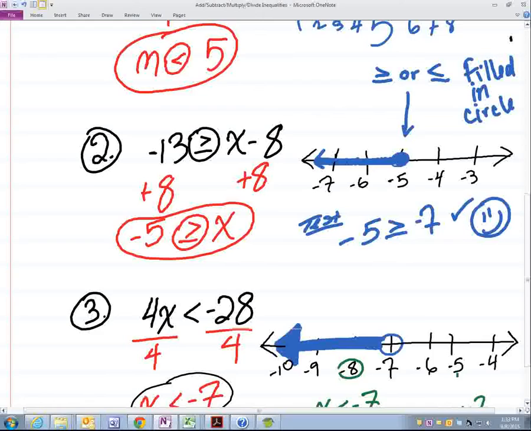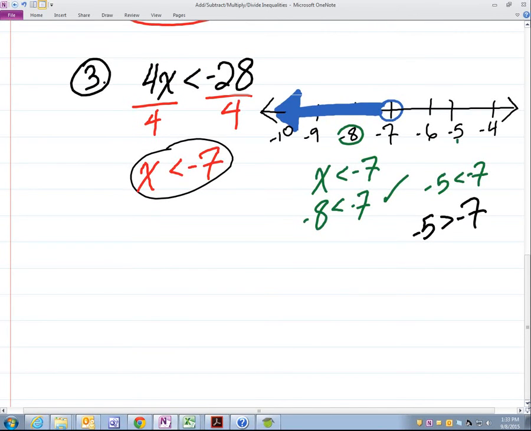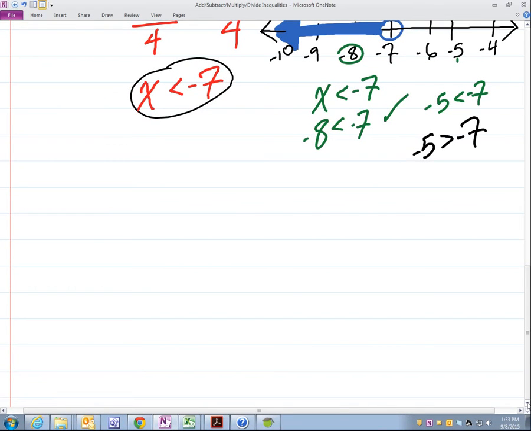Yeah, that's where it gets confusing, when the variable isn't where you want it to be. So I'll get to that right now. All right, example number 4. M over negative 3 is less than or equal to 4.